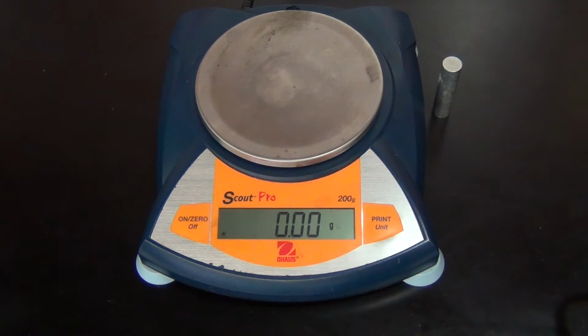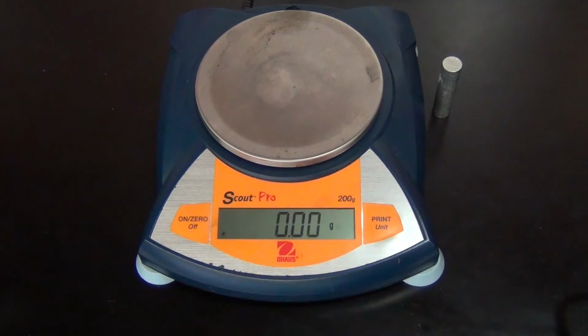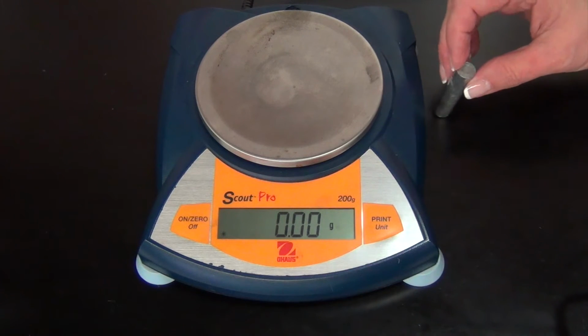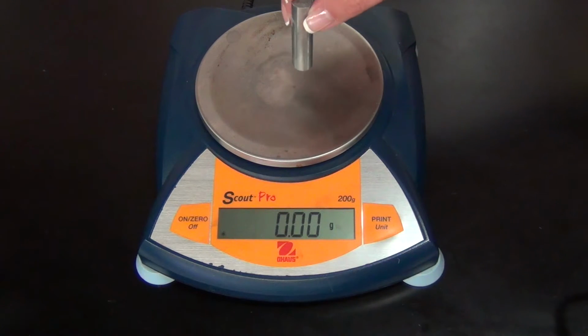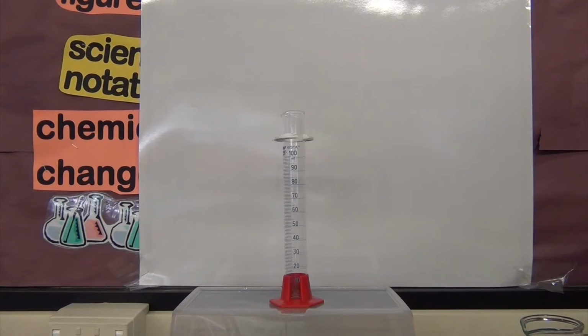Whenever we use a balance, the first thing we want to do is make sure it's correctly zeroed. So we press the 0. This balance is zeroed, so we're ready to measure the mass of the object. We place it on the balance, and the mass is 49.38 grams. Record all of the digits that the balance displays. This balance reads to 0.01 grams.